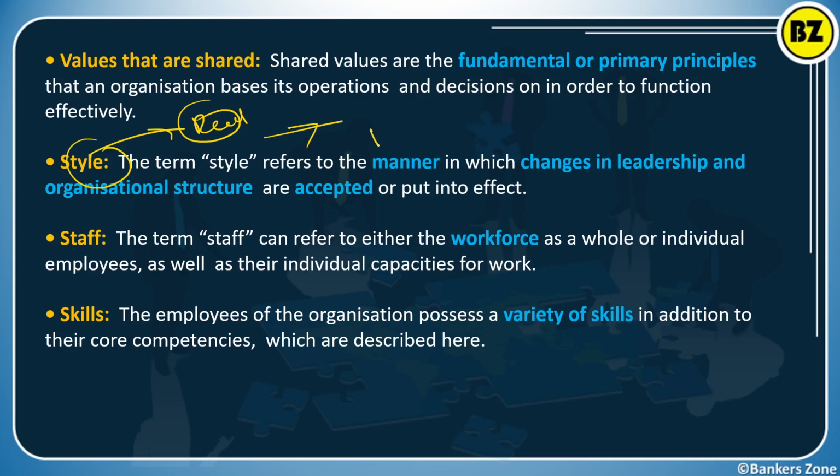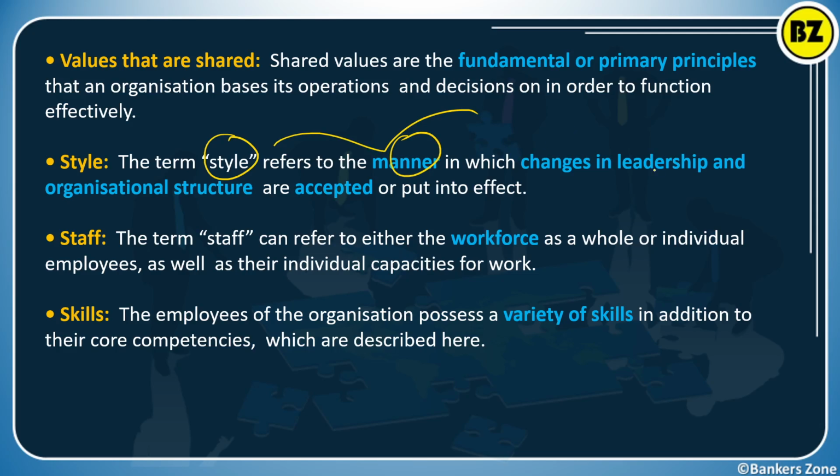For example, if there is an upgradation of the system, okay, so providing the training to the employees, providing them the allowance for the training. So the style means the manner, the way in which the changes in the leadership or even organization structure are accepted. Next is what?